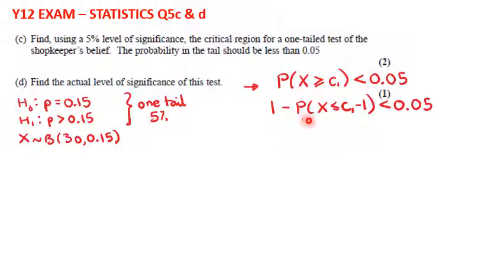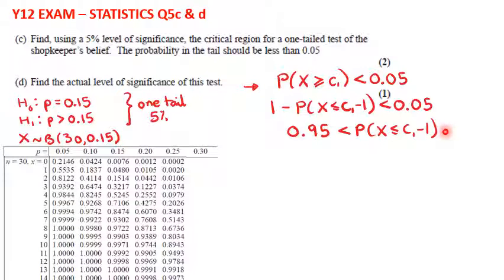So it's 1 minus, and it's less than or equal to C1 minus 1. If I rearrange that, I'm looking for now the first value that is greater than 95%. At this point, it's easiest to go to the tables. So here's our relevant table in the back of the book. We've got n is 30 and 0.15. We're in this column here. And we can see just down here the values where it's below 95% and it just goes above 95%.